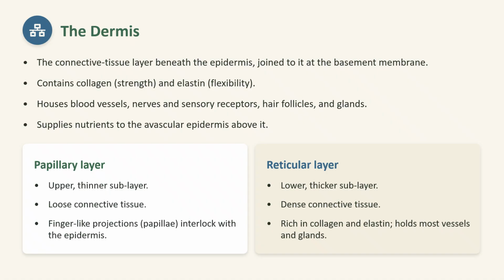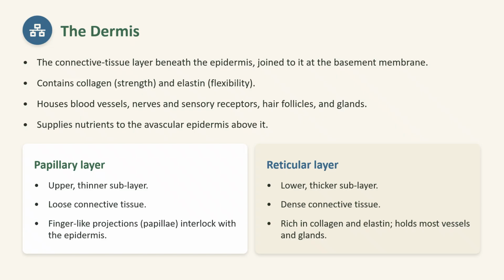The dermis is also crowded with working parts: blood vessels, nerves, and their sensory receptors. Hair follicles and both sweat and oil glands all sit here. And critically, because the epidermis above has no blood supply of its own, it's the dermis that feeds it. Nutrients diffuse upward from these vessels.